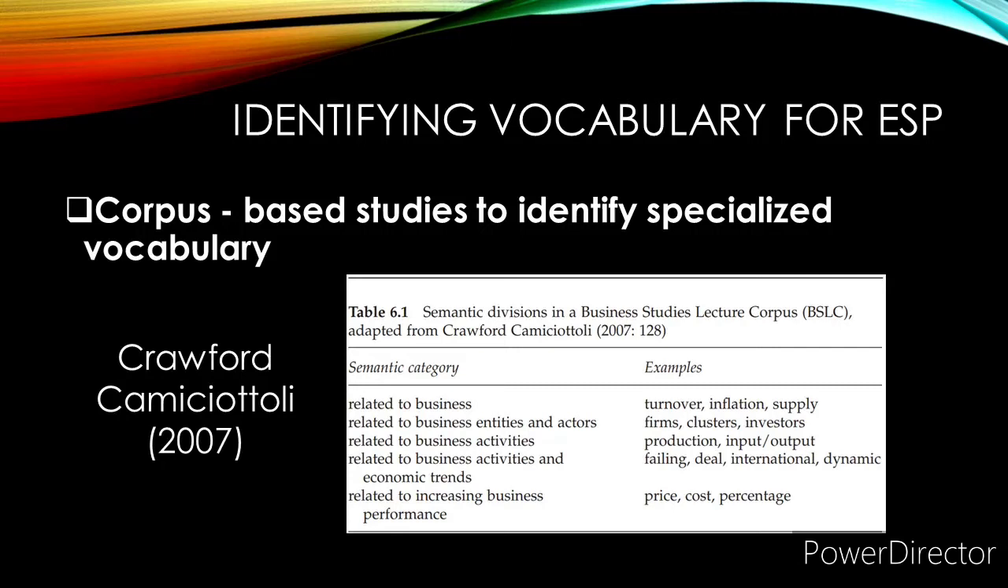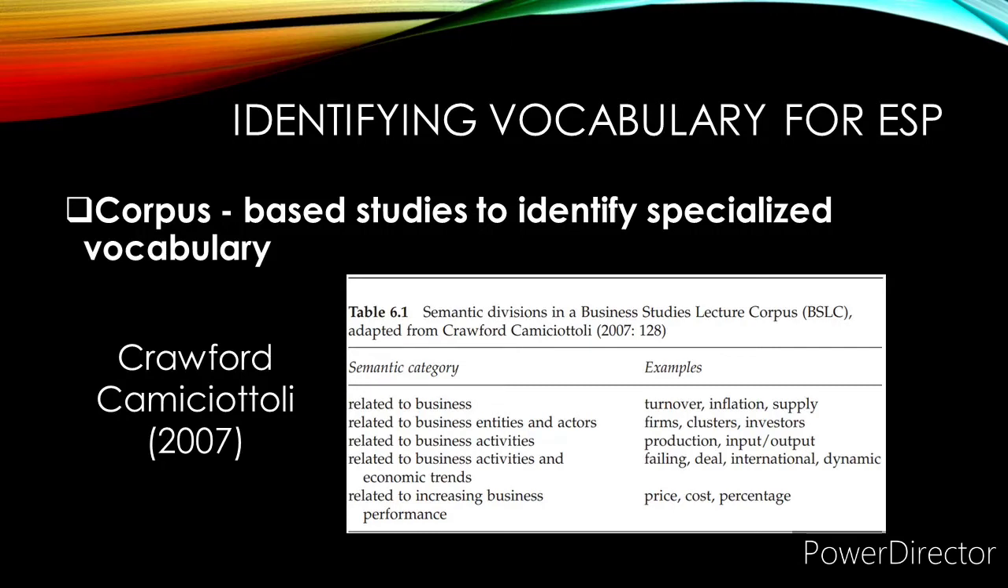For example, Crawford demonstrated how corpus-based research could provide a different approach to identifying vocabulary in ESP. She divided the words in her business studies lecture corpus into 5 main semantic categories, where these categories used several corpora to compare her findings, including a more widely based corpus of different academic disciplines.